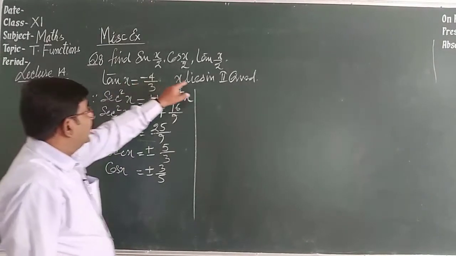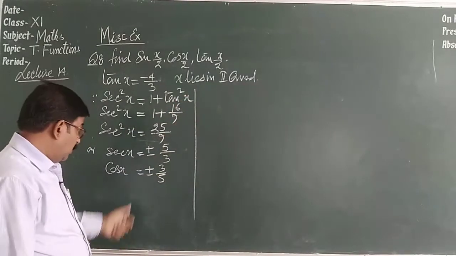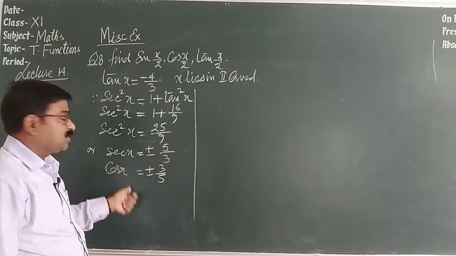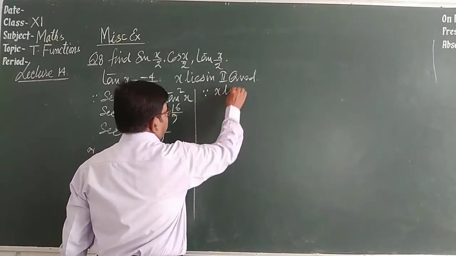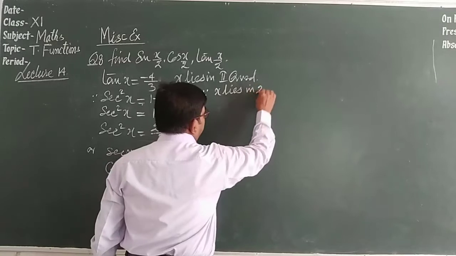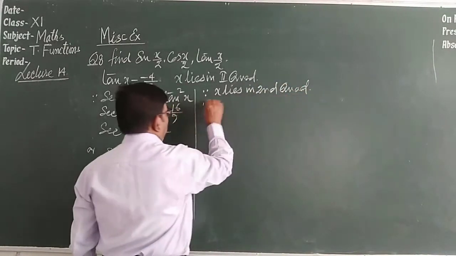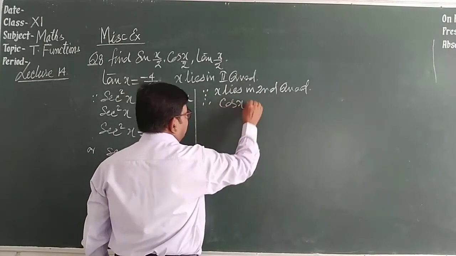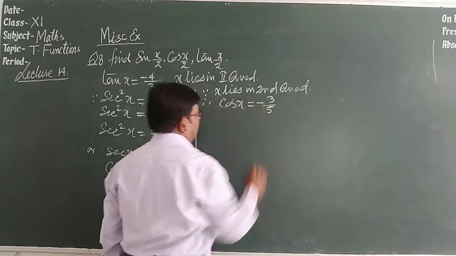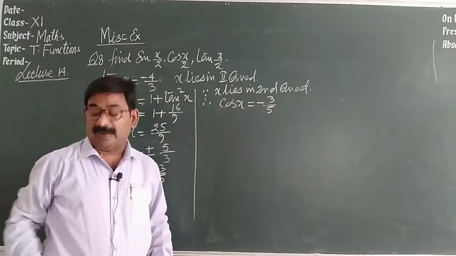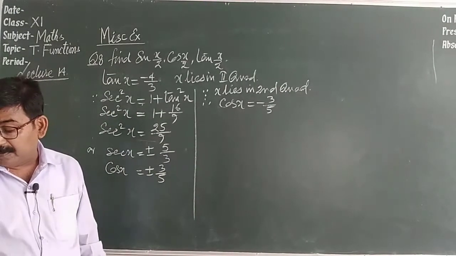Now, since x lies in second quadrant, in second quadrant sec and cos are negative. So here we write, since x lies in second quadrant, therefore cos x is equal to minus 3 upon 5. We have decided that cos is negative.